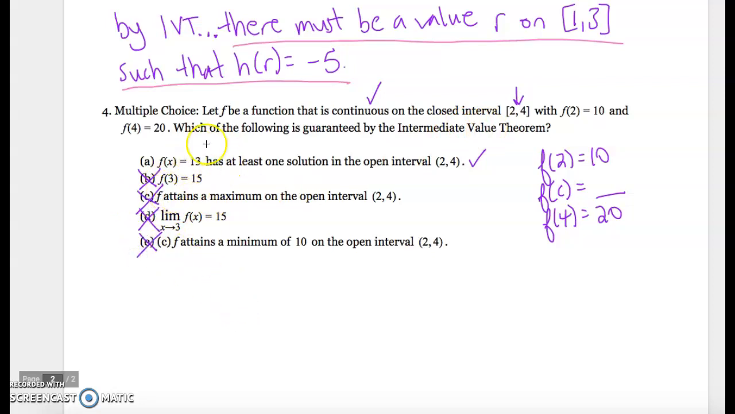So all we know is that we have one solution in the open interval 2 to 4, or f of x equals 13 has one solution, because 13 fits in here, so that's that c value. There would be a solution that when I plug c in, I get out 13 automatically.